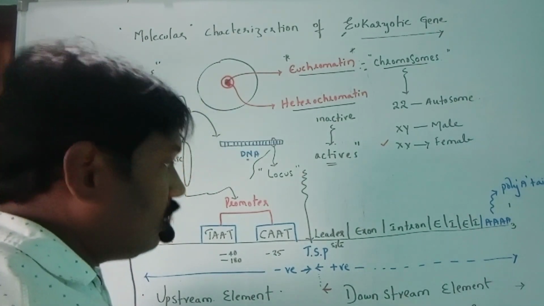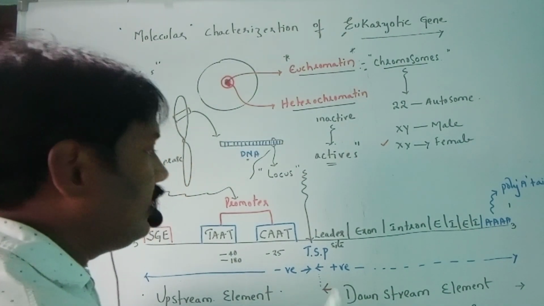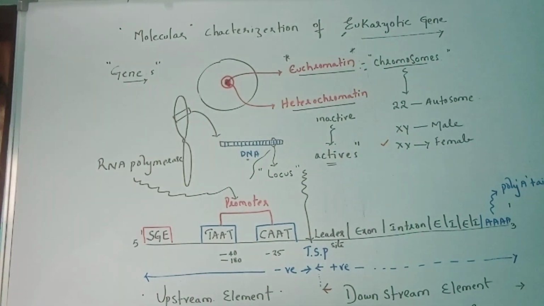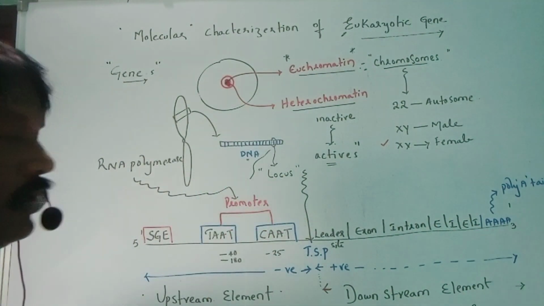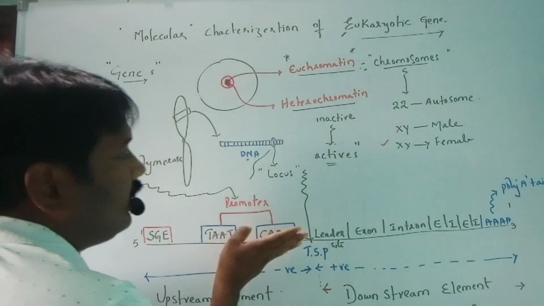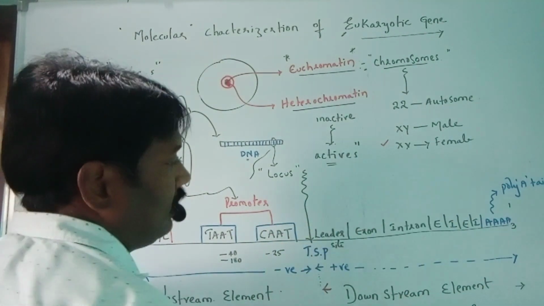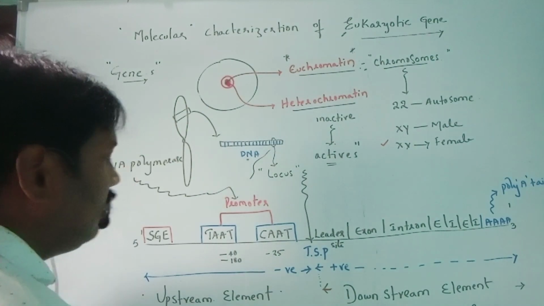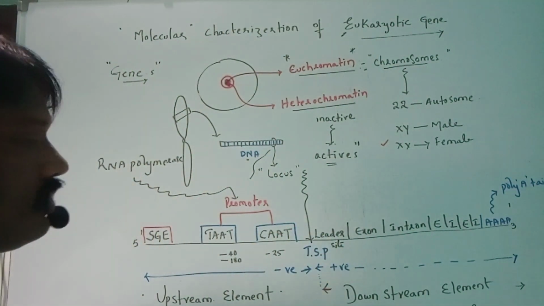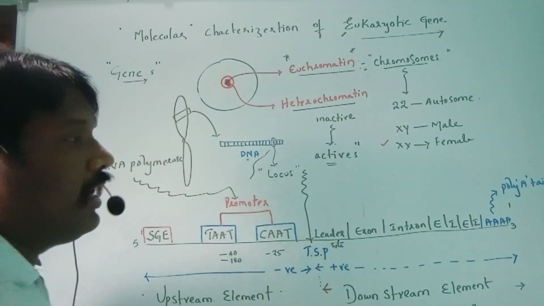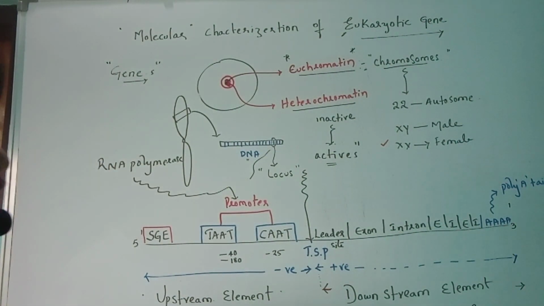Now, what do we call these two elements, the leader site? Whenever the RNA polymerase enzyme comes in contact with the promoter, it increases the transcription level. That means from this DNA, mRNA is going to be produced. So that structural gene is going to be expressed in gene expression.